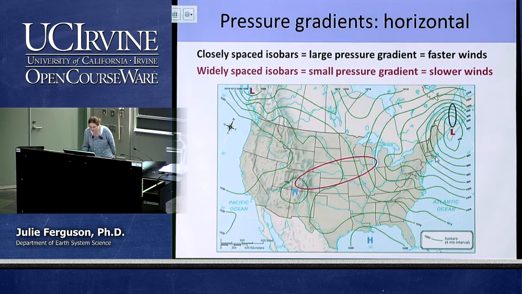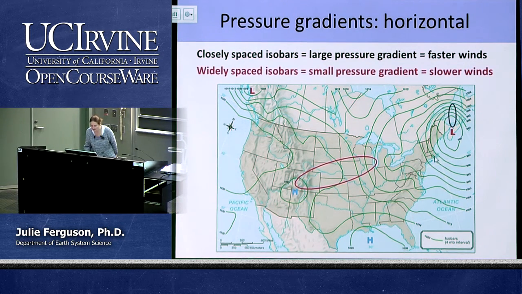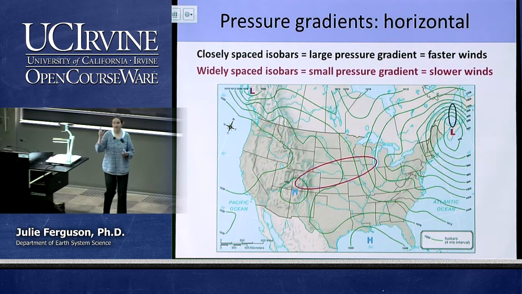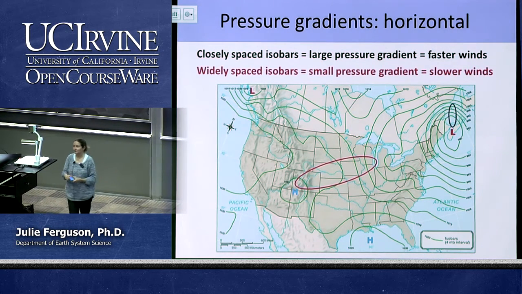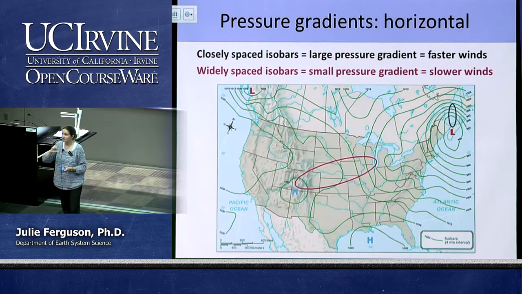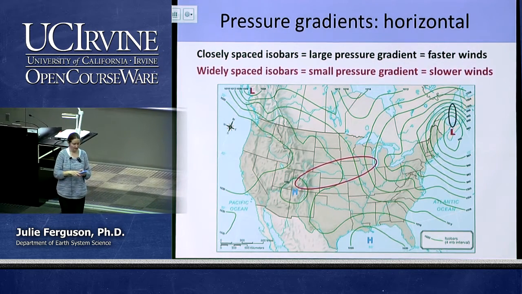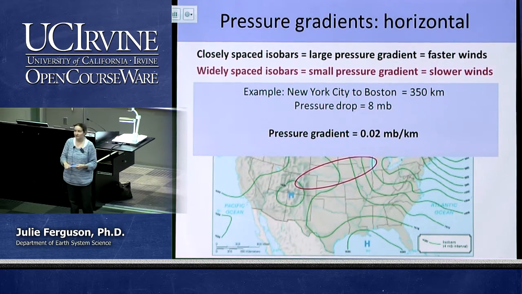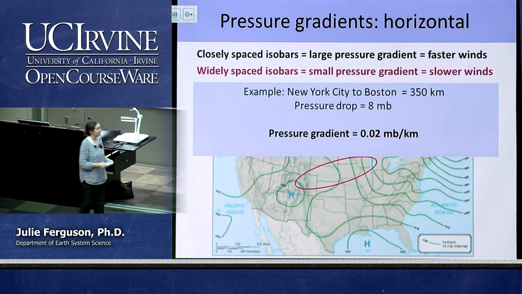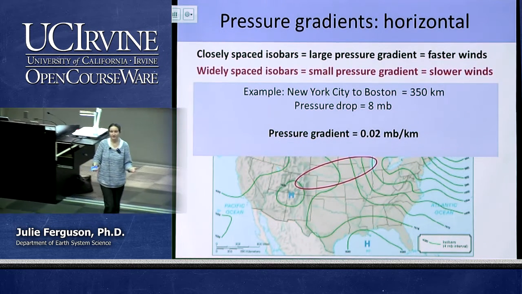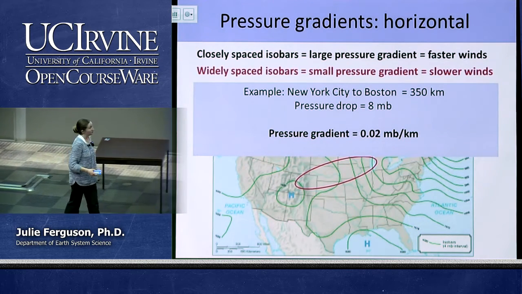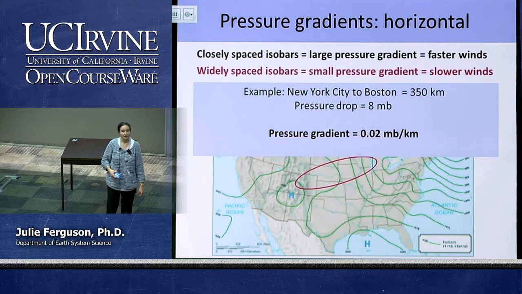So that's sort of roughly Boston, right? Maybe? Yep. And New York is somewhere down here, right? So it crosses two isobars, okay? And each of those isobars is 4 millibars, so we see a pressure difference of 8, okay? So our pressure drop from New York to Boston is 8 millibars, and the distance is about 350 kilometers. So if you do the math, what we get for our pressure gradient is about 0.02 millibars per kilometer. It's not that big.